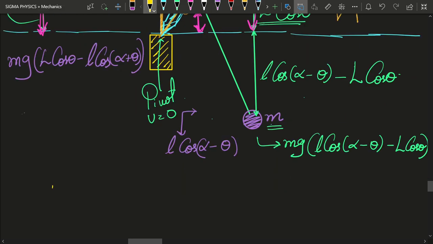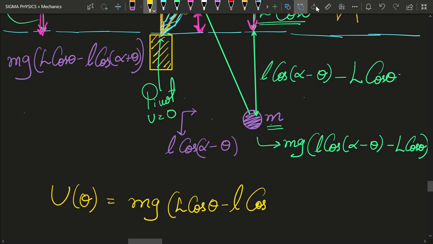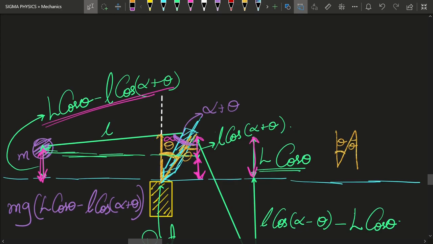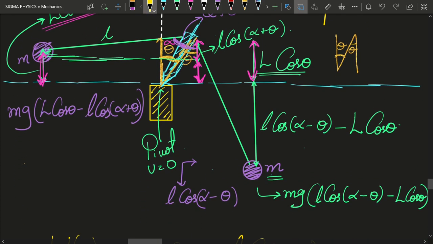Okay, so what is going to be the total potential energy of the teeter toy? It is just going to be equal to mg L cos theta minus L cos alpha plus theta. Now, another convention that I'm going to assume is that the direction upwards is positive. That is, all directions taken upwards from the pivot are positive, whereas all directions taken downward from the pivot, I'm going to say, are negative.